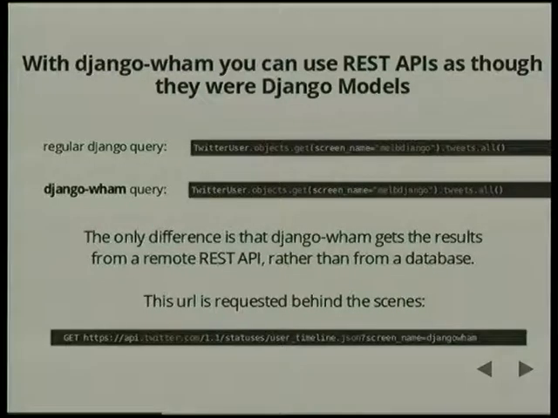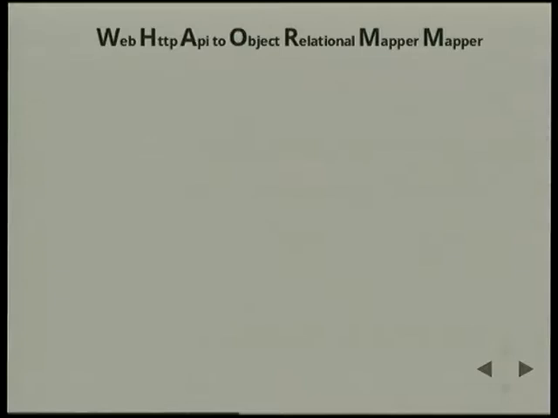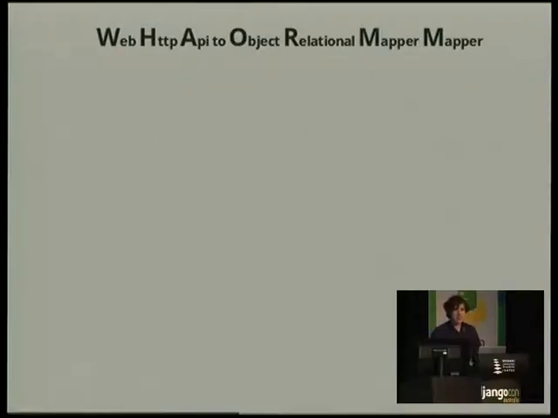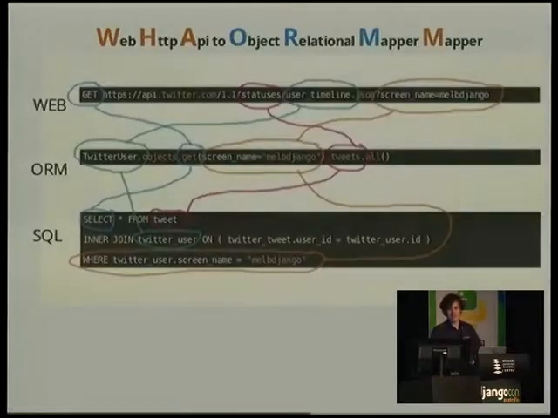The only difference is that when you call a method on a Django WAM object, it will request a REST resource from the server behind the scenes. So you could think of it as being kind of like a web HTTP API to object relational mapper. You can see how it munges together, and it sort of looks like that.